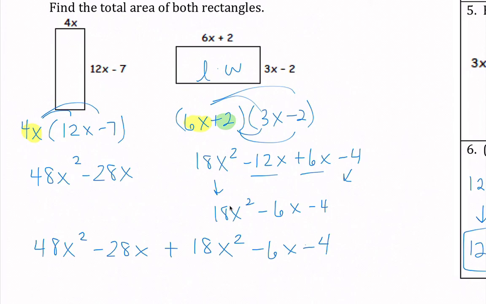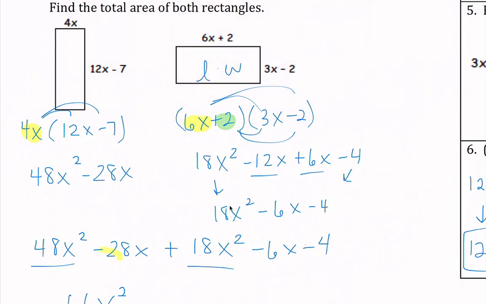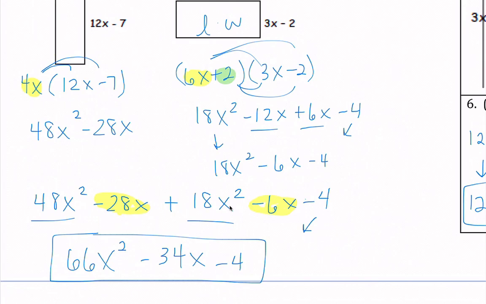So now all I have to do is combine my like terms. I have x squareds and x squareds. So I have a 48 plus an 18, which is going to give me a 66. So it's 66x squared. Then I have my x's. I have a negative 28 and a negative 6, which is going to add together to give me a negative 34x. And my minus 4 will drop. So that is the total area of both of those rectangles put together.